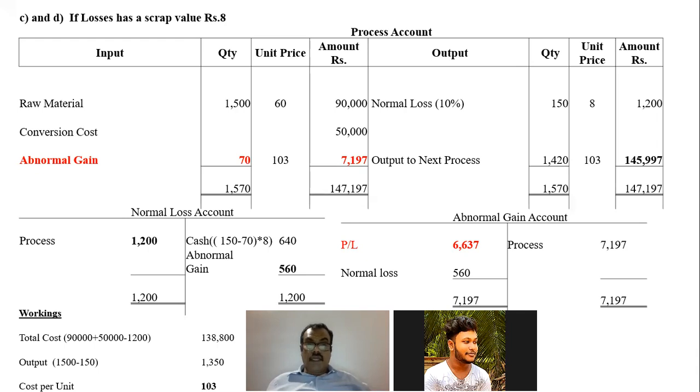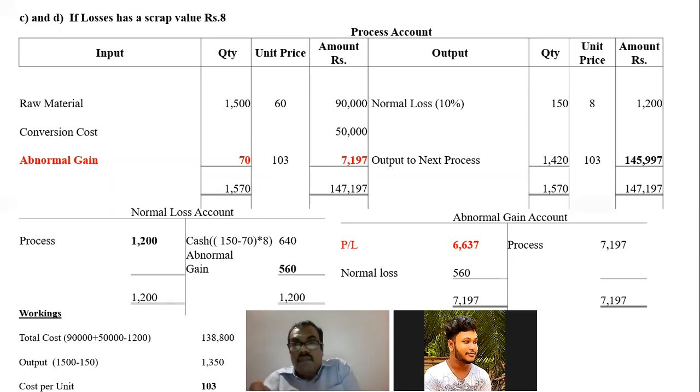Now you can understand. So physically available number of units are only 80. So only 80 can be sold in the market. 80 into 8, actual cash 640. So therefore you have an option if you don't want to keep a normal loss account. You can directly debit cash 640, credit 640 to this account under the normal.